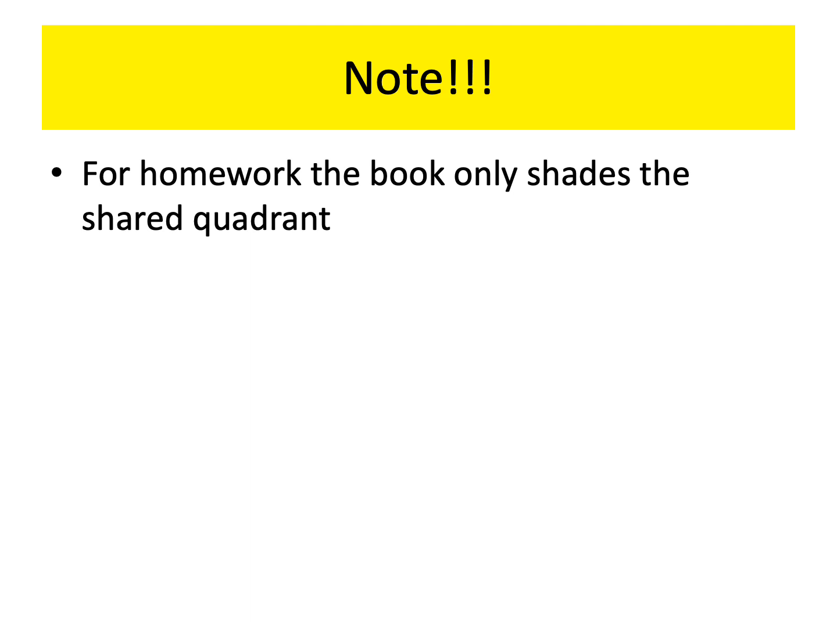One quick note for homework: the book only shades the shared quadrant, the one of the 4 quadrants that's true. So look at the shaded region and you can figure out which way the shading goes for each one of the lines. Hopefully that makes sense. If not, just shoot me a quick email and I'll help you out.